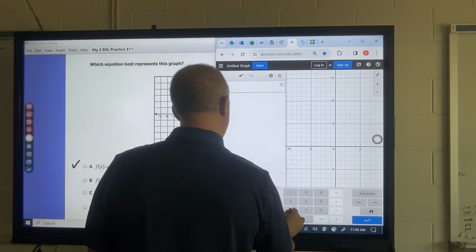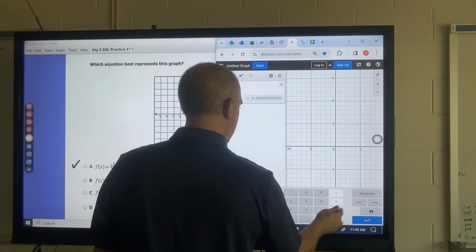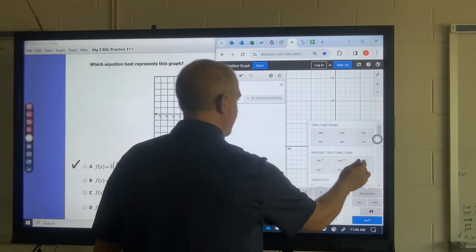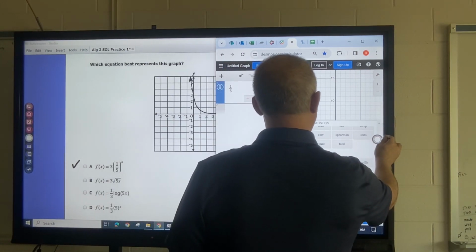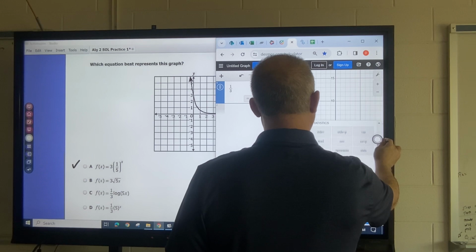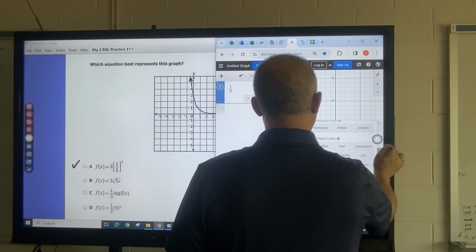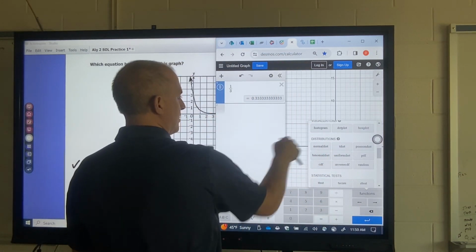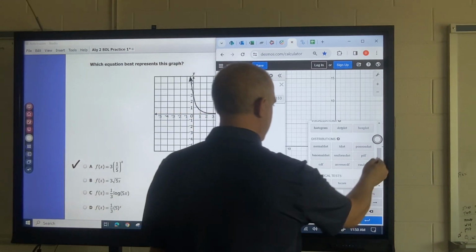1 divided by 3, click over, and I think if you go to functions and find log. By the way, the normal dist thing is right here. You don't have to memorize that.